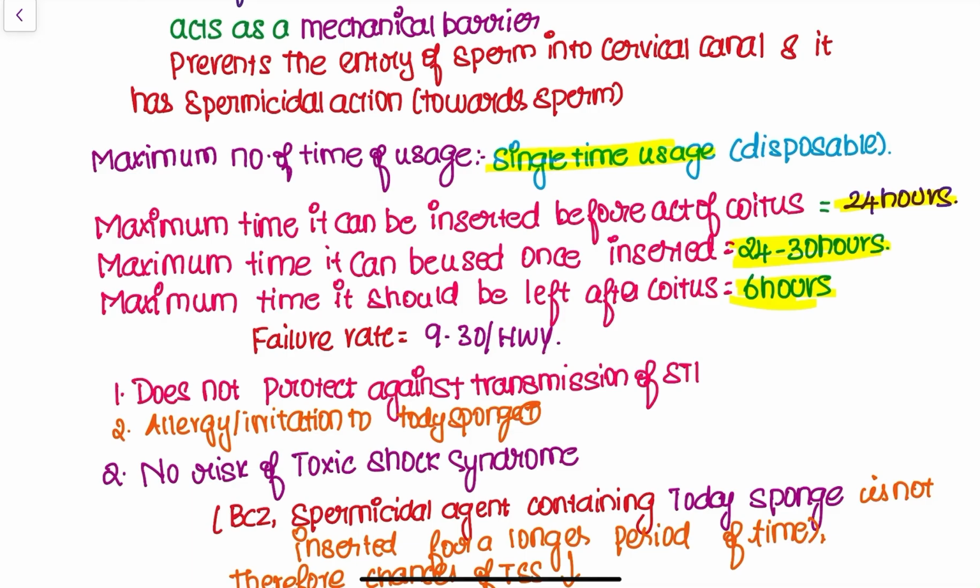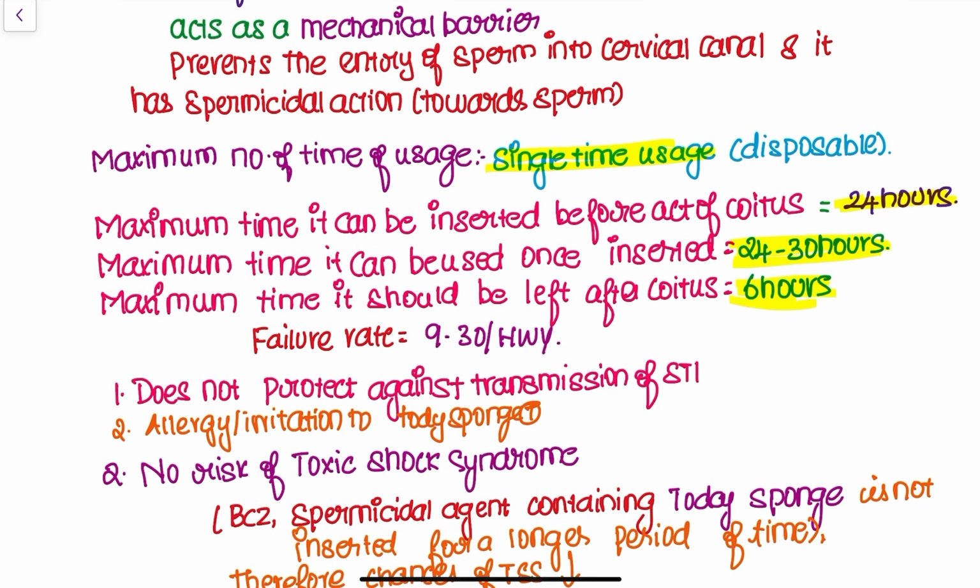Which means that after insertion, for a period of about 24 to 30 hours, it is effective. So for this set period, that is for 24 to 30 hours, she can have n number of acts of coitus if she wants. But after 30 hours, she has to dispose of it. Right? This is clear? Yes.